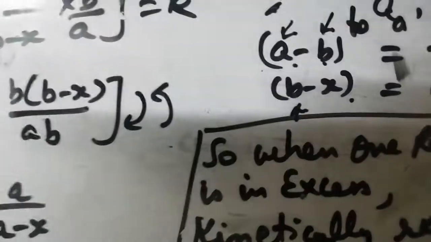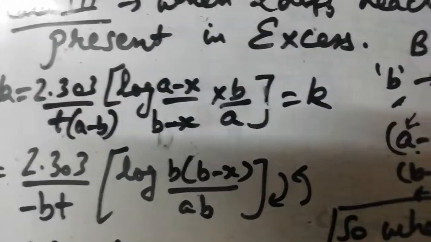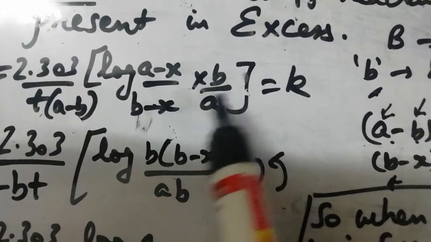So putting this value in the integrated rate equation of the second order reaction, k is equal to 2.303 upon t, a minus b, this term is equal to k.